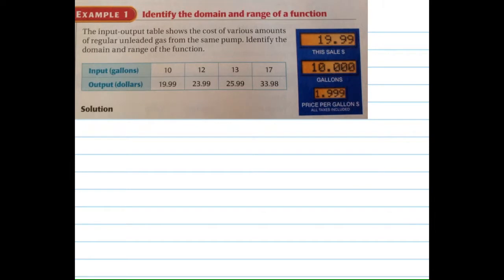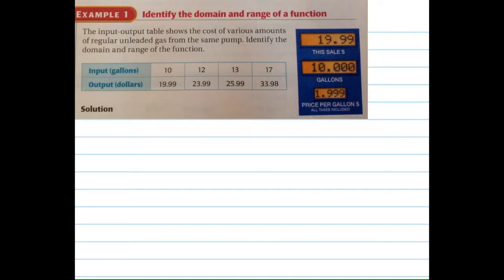Now in this case, they were really nice to tell us what the input and output was. If they hadn't told us that, we would have to use common sense. And common sense would tell us that we pump a certain number of gallons and that determines our price. Okay? So since we're pumping the gallons and that's determining our price, the gallons of gas is our input and the price that it determines is our output.